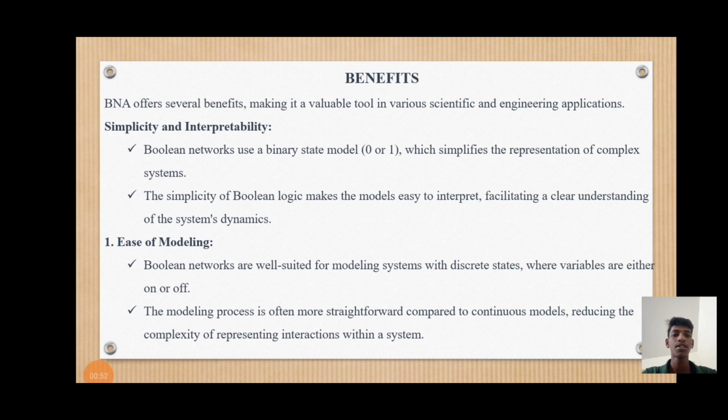Ease of modeling. Boolean networks are well suited for modeling systems with discrete states where variables are either on or off. The modeling process is often more straightforward compared to continuous models, reducing the complexity of representing interactions within the system.